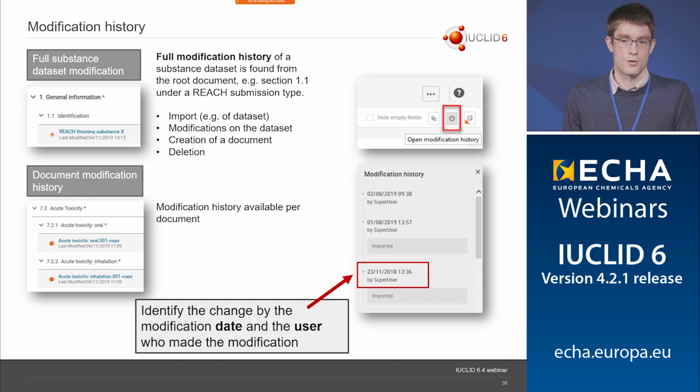In the screenshot, I show how to access the modification history. If you hover over the button, you'll see Open Modification History. You can identify the change through two key identifiers. One is the modification date itself, and the other is the user who made the modification, as in the screenshot there.